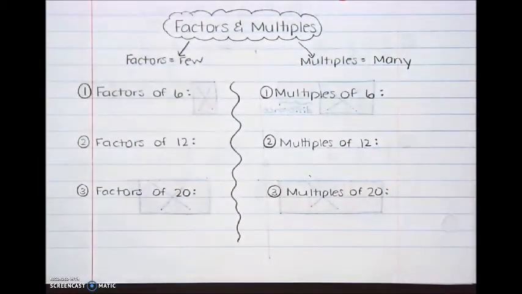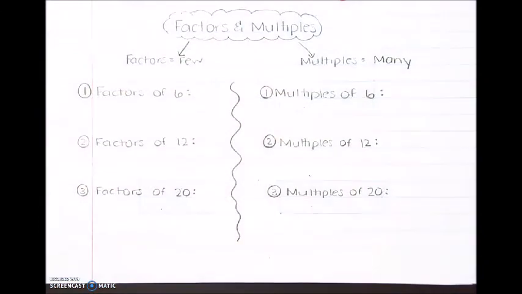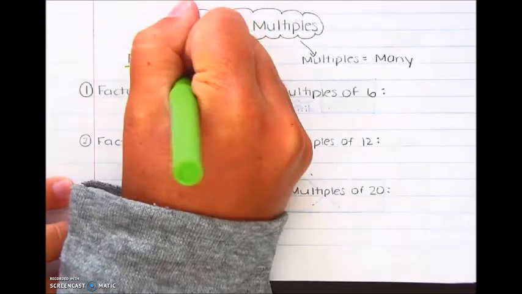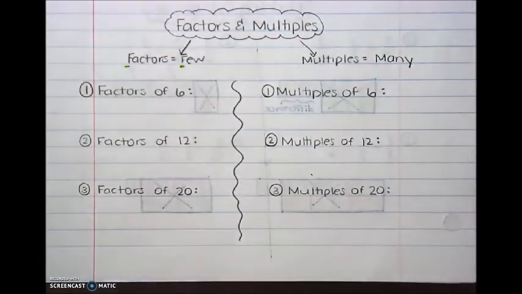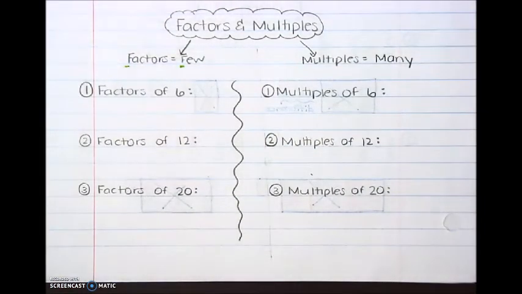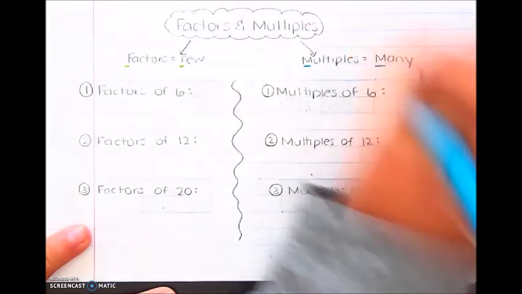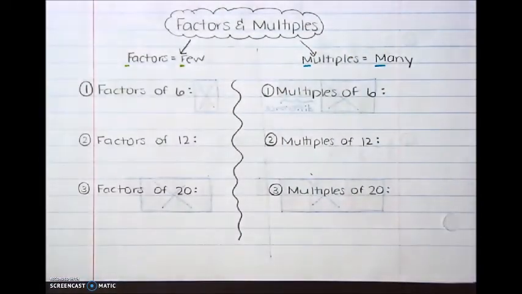Let's look at a few more examples of factors and multiples. So remember, again, the key here is that factors are few. That I remember because both of those words start with the letter F. So that means that there is a set number of factors for each number. But multiples have many. Both of those words start with the letter M. So that means that we can have as many different multiples because they continue to go on and on and on.